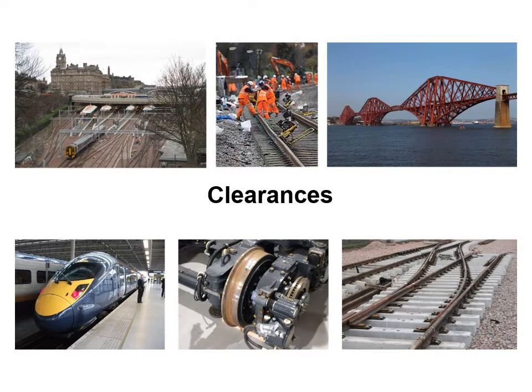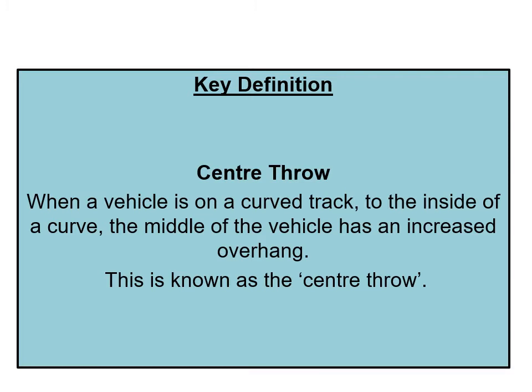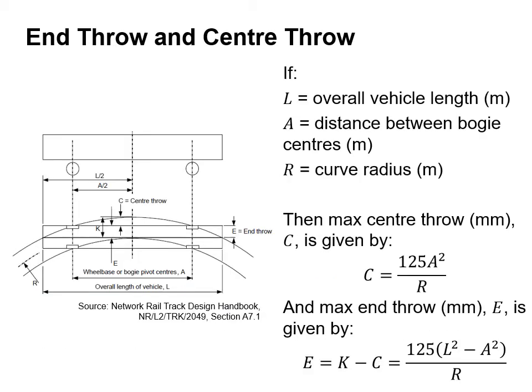So let's now consider clearances. So end throw is when a vehicle is on a curved track and its corners overhang the rail to the outside curve by an increased amount to which they overhang when on a straight track, and this increase is known as the end throw. So centre throw is when a vehicle is on a curved track to the inside of a curve, the middle of the vehicle has an increased overhang, and this is known as the centre throw. Both the end and centre throw must be included together with the effect of Cant in calculations for clearances. So we can calculate the maximum centre throw in millimetres and the maximum end throw as shown.